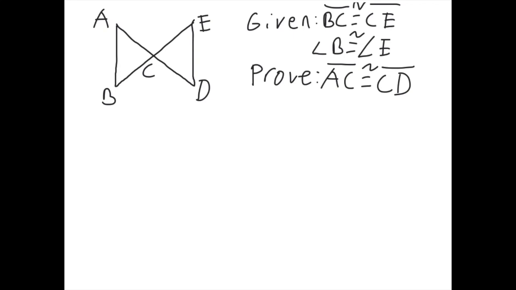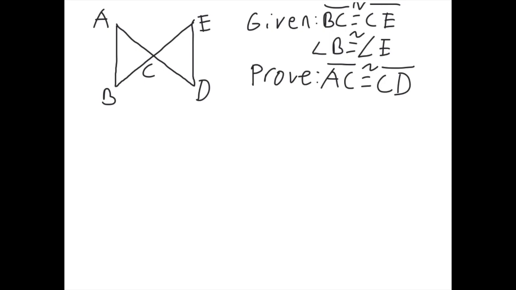Alright, so now for this problem, we have these 2 triangles here, and we're given that BC is congruent to CE, and angle B is congruent to angle E, and we want to prove that AC is congruent to CD. Now, this is a little different because for most of what you're doing, you're going to prove that the triangles are congruent. But for this case, you first have to prove that the triangle is congruent, and then use that to prove that these are congruent, and I'll get into why in a moment.